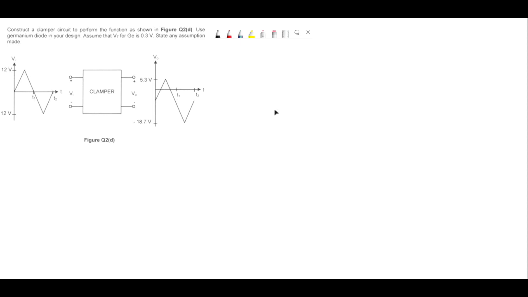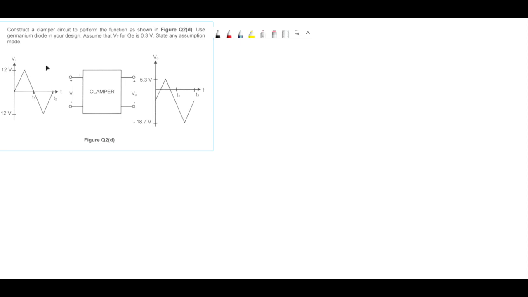Okay, construct a clamper circuit to perform the function as shown in figure Q2D. Use germanium diode in your design. Assume that Vt for germanium is 0.3 volt. State any assumption made. Alright, so yang ni dibagi okay, dalam bentuk waveform. Right, so waveform, input waveform, and the output waveform. Then you need to design what kind of the clamper that you need to use.